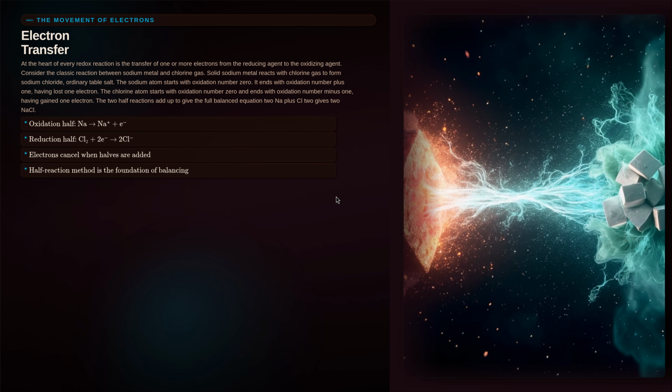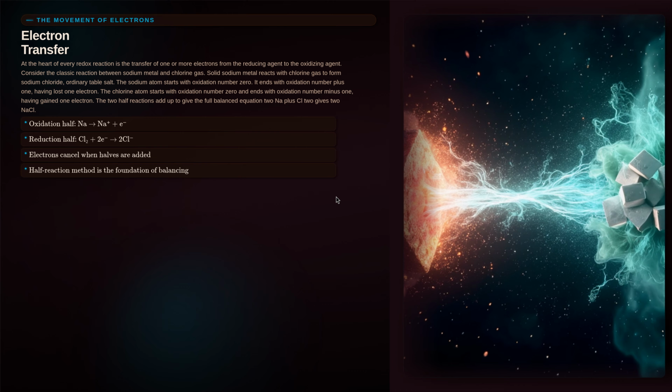So sodium is oxidized. Meanwhile, the chlorine atom starts with oxidation number 0 in the diatomic Cl2 molecule. It ends with oxidation number -1 in the chloride ion because it has gained one electron. So chlorine is reduced. In the process, one electron has moved from sodium to chlorine.